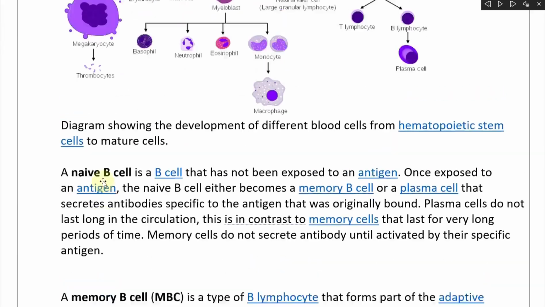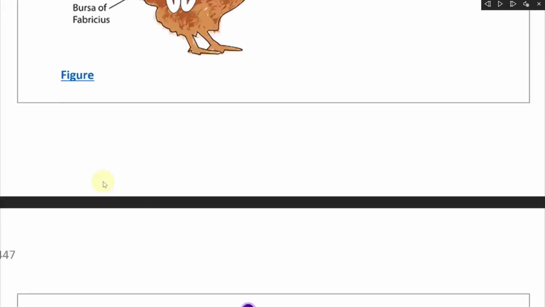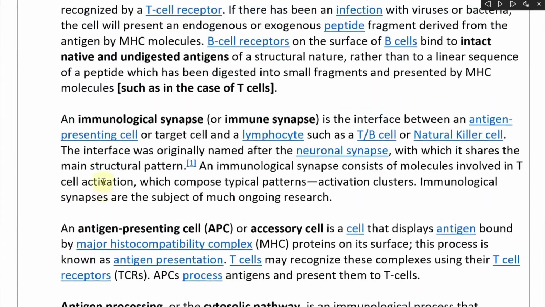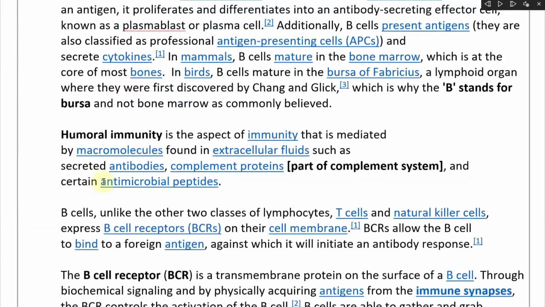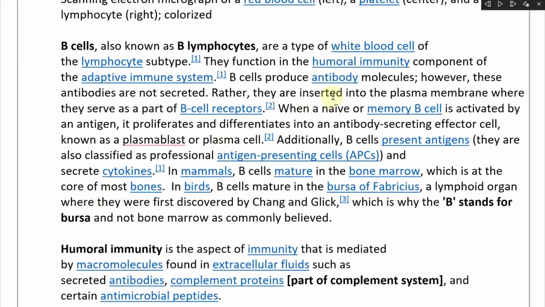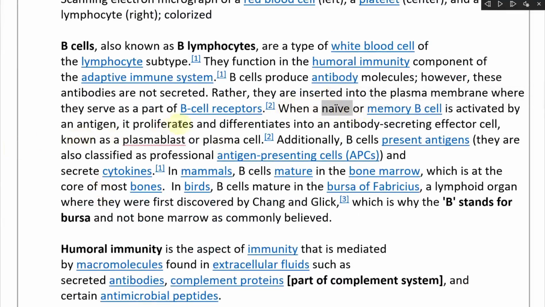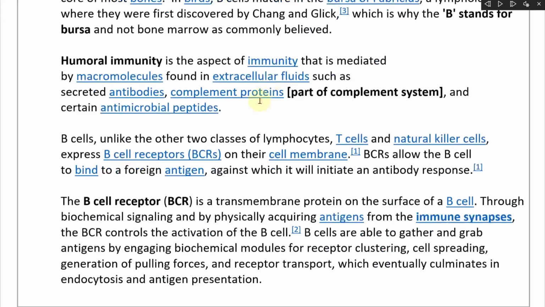to mature cells. Going further, we discussed a naive B cell here. Let's go back to that naive B cell. It was somewhere over here. Yeah, so we described here. So when a naive or memory B cell is activated by an antigen, it proliferates and differentiates into an antibody secreting effector cell known as a plasmablast or plasma cell. So there's a plasma cell there. And that is when it gets activated by antigen, proliferates and differentiates into that.